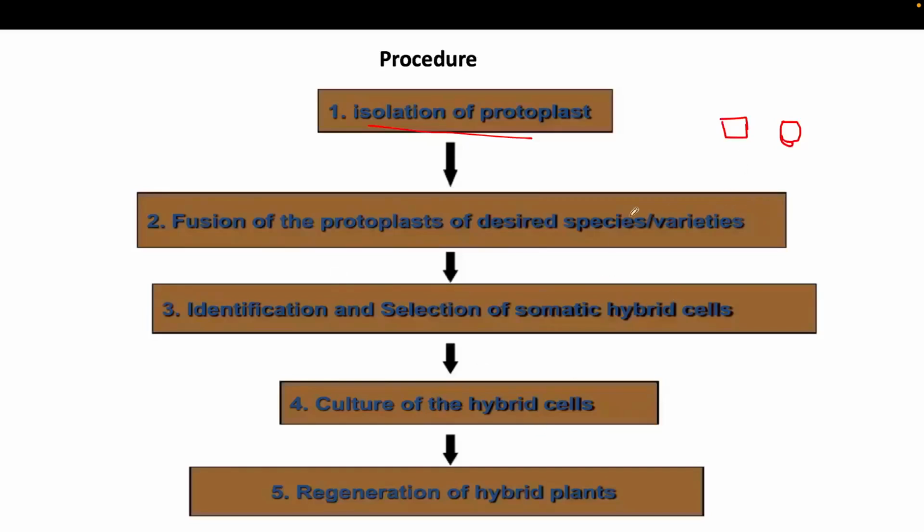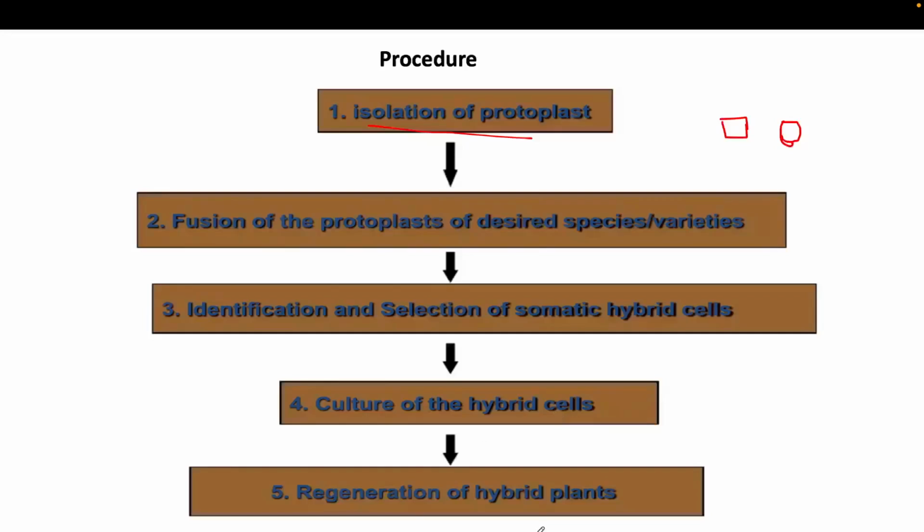Once you have isolated your desired hybrid cell from the population, you have to culture it to obtain it in larger numbers, right? So for that, culture of the hybrid cell is essential. And after that, this cell should grow as a plant. So for that it requires the regeneration of the hybrid plant, right?